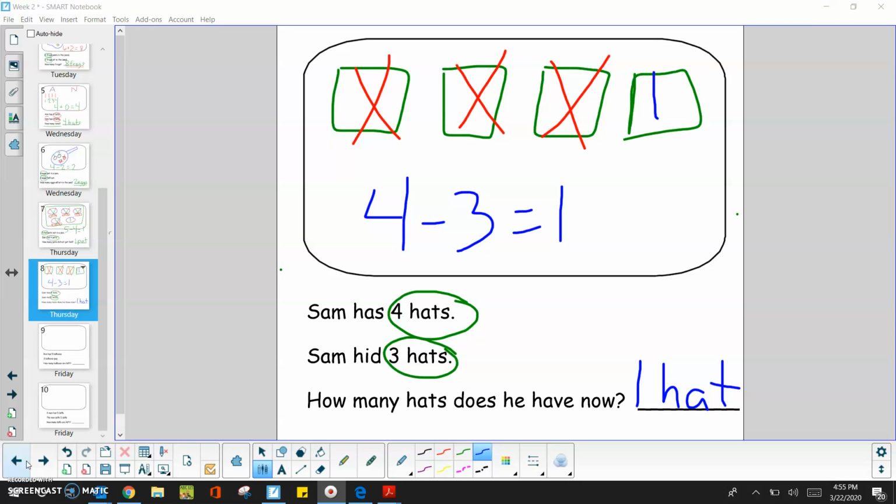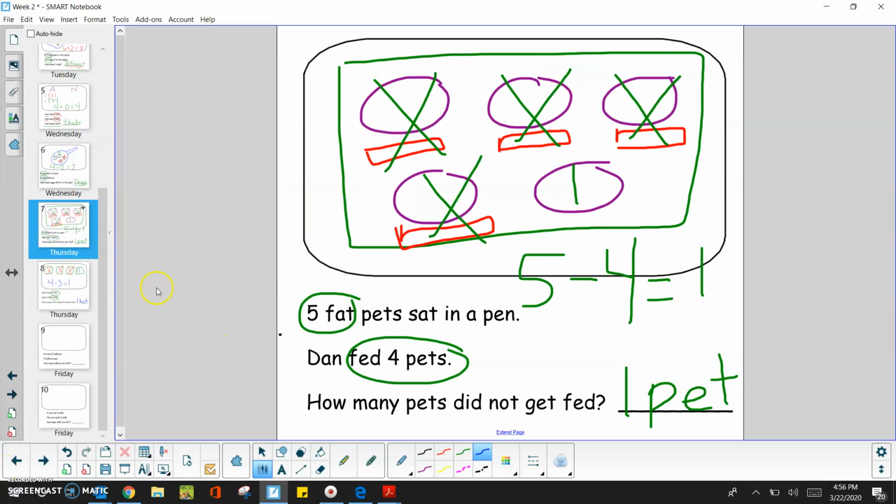Sam has 4 hats, and then Sam hid 3 of his hats. How many hats does he have now? So I drew a picture of my 4 hats, and then I put an X on 3 of those hats because Sam hid them, which means we can't see them anymore. So when I counted, I saw that I had 1 hat left. And then I thought about it and realized we were taking those hats away. We weren't putting them together. So I had 4 take away 3 makes 1.